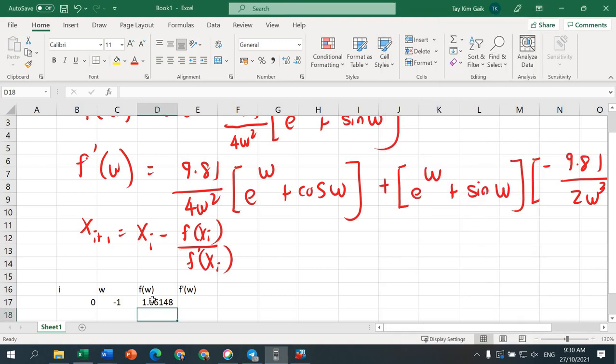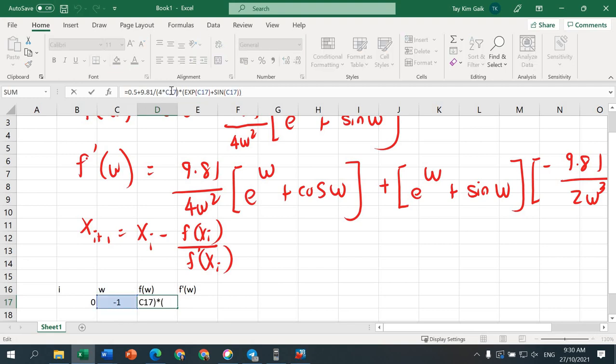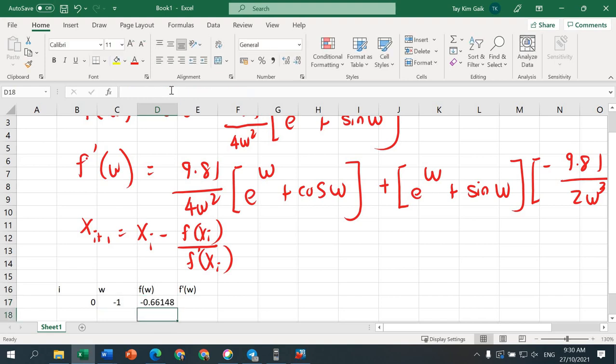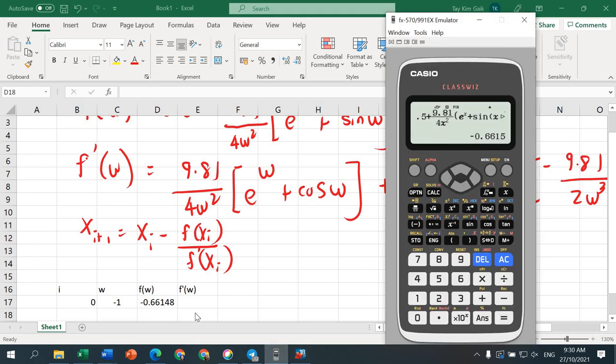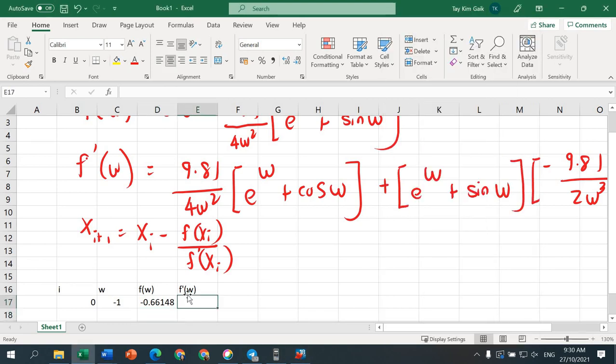Zero point 6615. Okay, 0.5, I'm checking. Okay, now using Excel here: 0.5 plus 9.81 divided by 4 times w squared. Okay, negative. So now this tallies with the calculator, negative 0.6615.